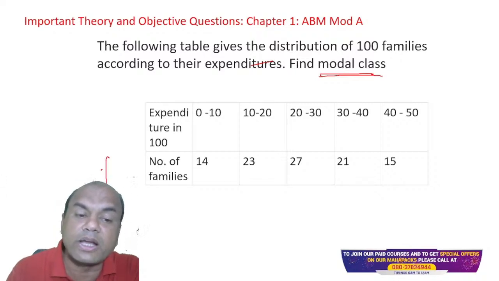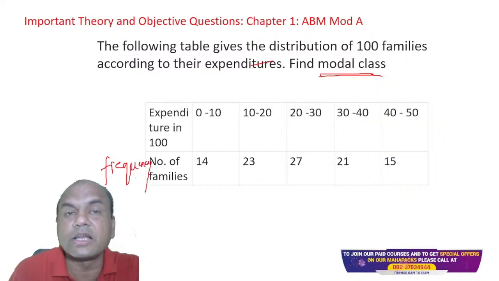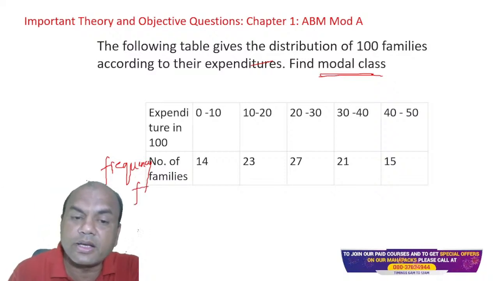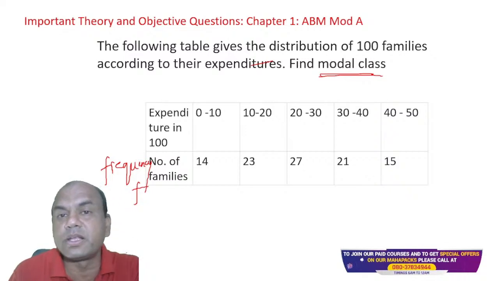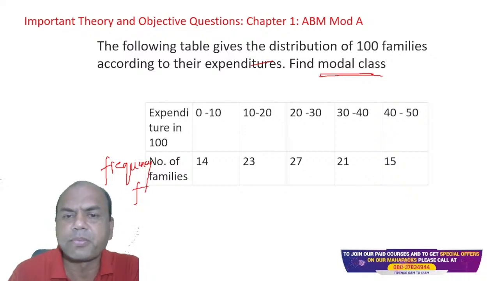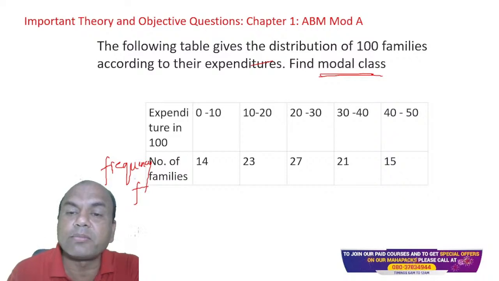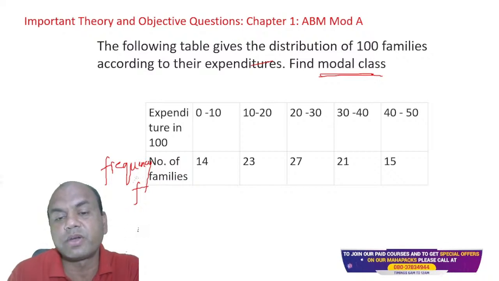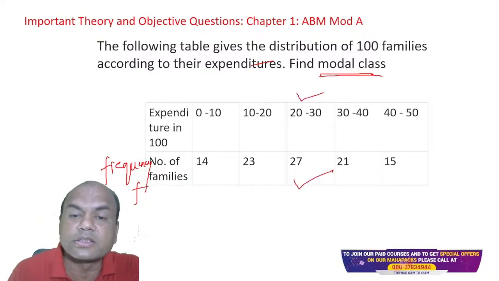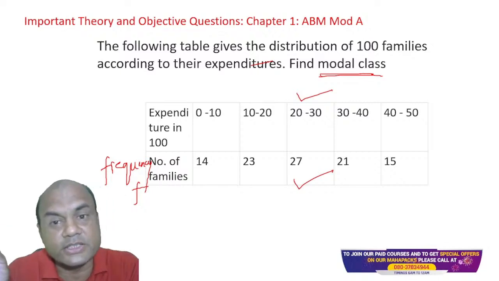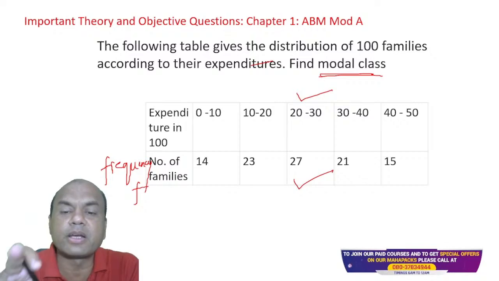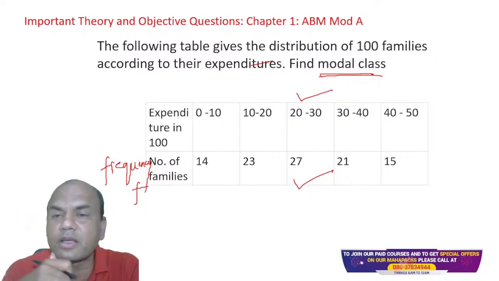Always you must be able to identify the frequency first. If you understand F, then it becomes easier. This is called F, frequency. So it always depends on frequency, whether it is the mode or the median or whatever it is. Mainly mode. So mode means what? Which occurs the maximum number of times. So who is occurring the maximum number of times? 27. So which is the modal class? This is my modal class, right? Got it? Simple. Remember, the modal class is always the one with the maximum frequency.